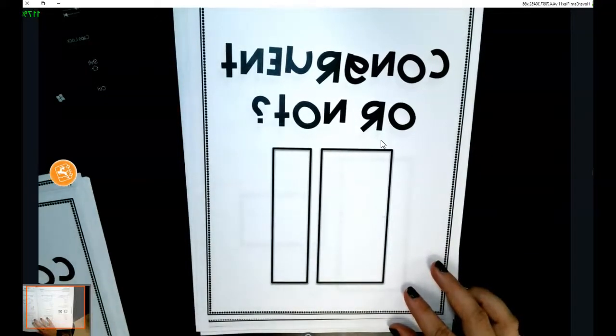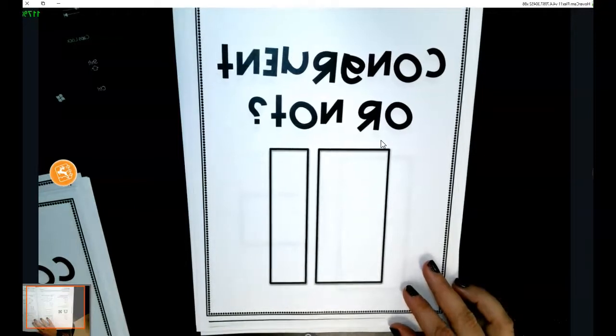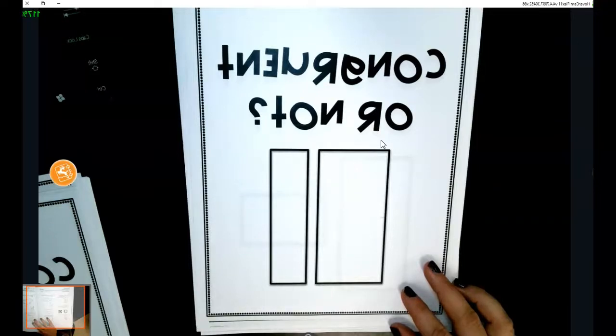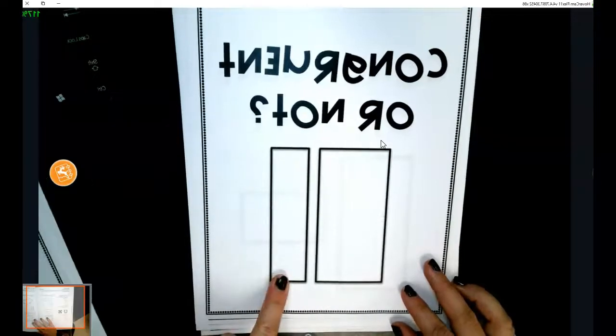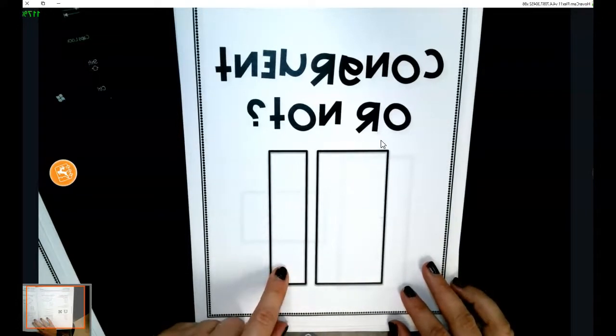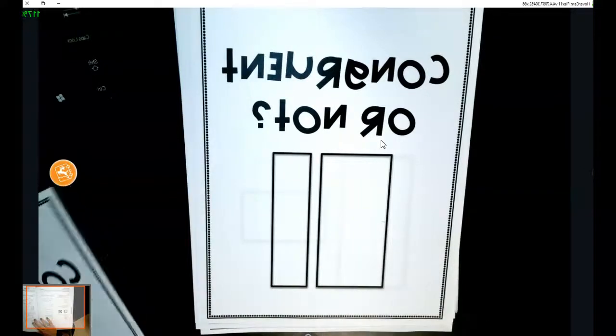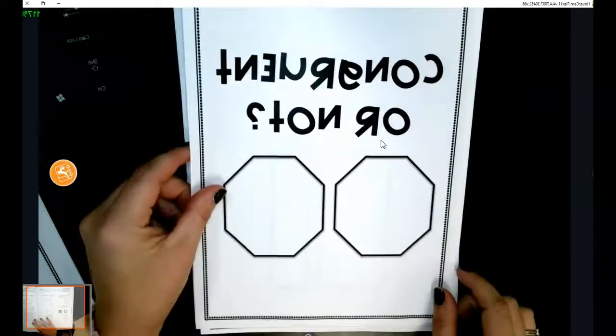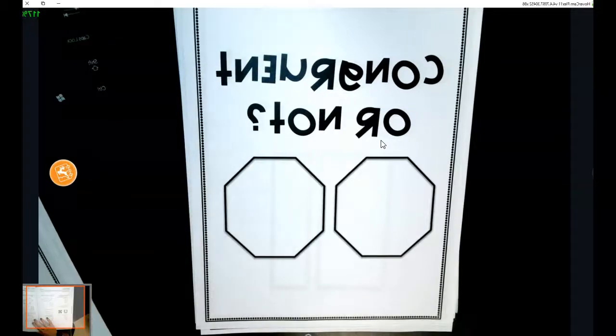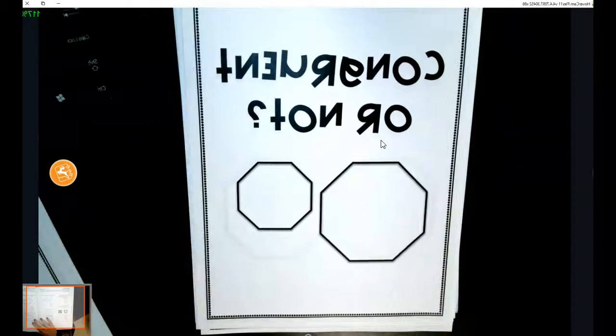They're both the same height. Yes. This one's skinnier. Squished. Yes, she says squished. So this one is a little bit skinnier. It's not as wide. So they're not congruent. Yes. Congruent. Not congruent. Good.